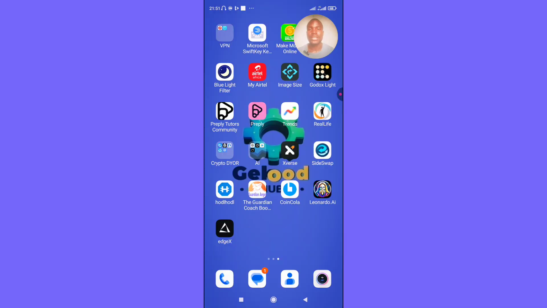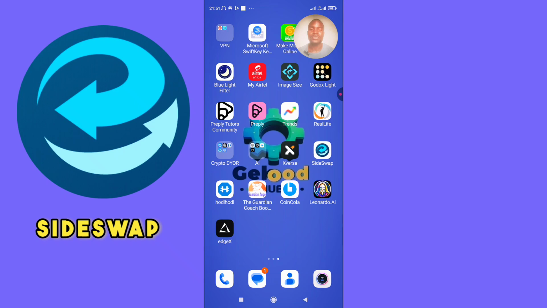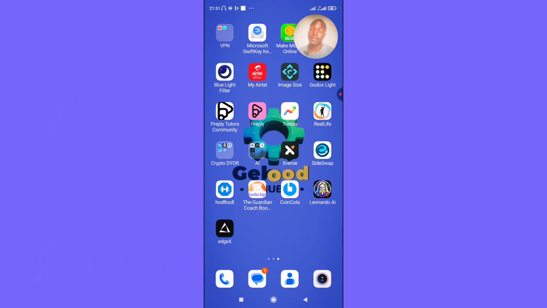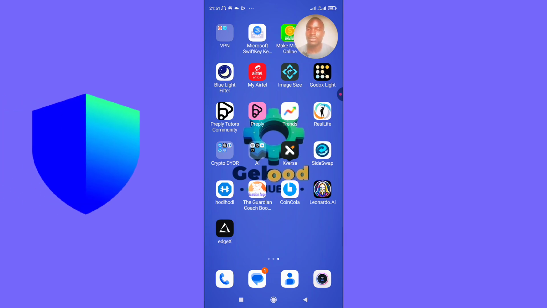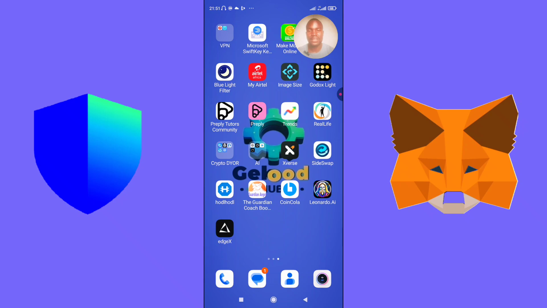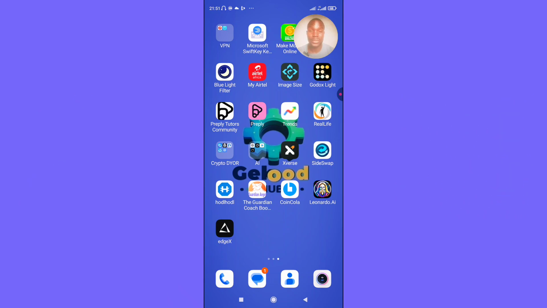So first you'll need to get Sideswap. You can easily get that one from Play Store or App Store. Once you've downloaded Sideswap, you need to create an account. It's just like a wallet. It's like interacting with a Trust wallet or MetaMask. So you'll have your seed phrases or your 12 recovery words generated for you. Create your wallet, and then now you can start interacting with Sideswap. So I already have mine installed here and my wallet created with Sideswap.